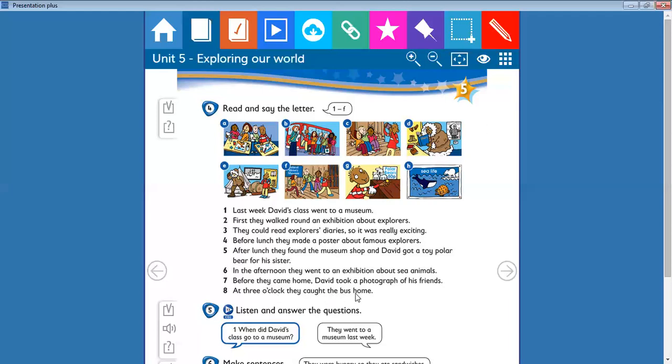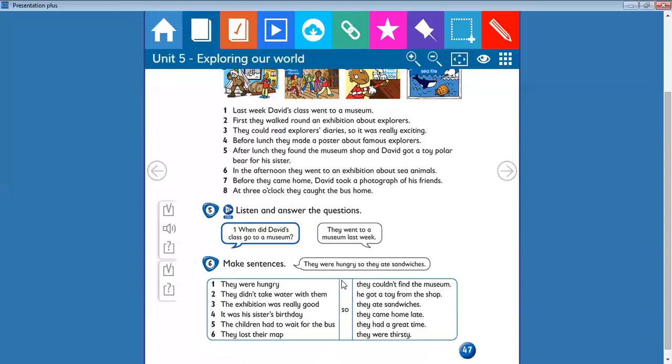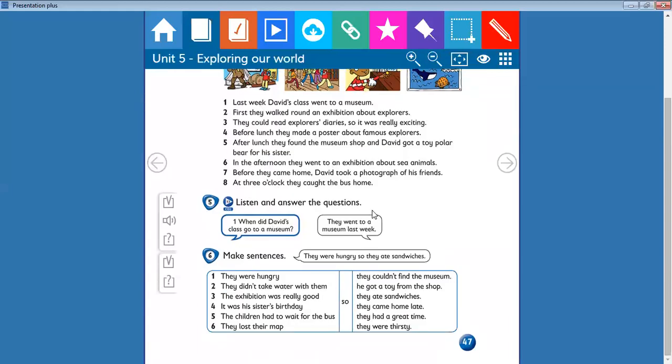The bus. So we have to match each sentence with its right picture. We also have 8 pictures here. So let's do this activity together in the meeting. It's enjoyable, funny. Now listen and answer the questions.